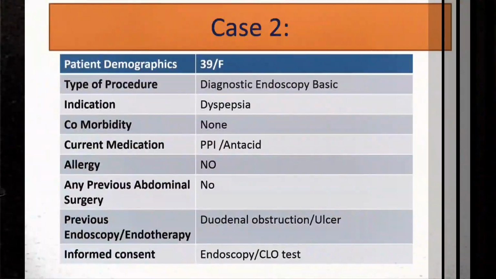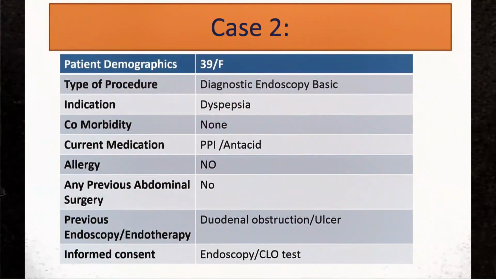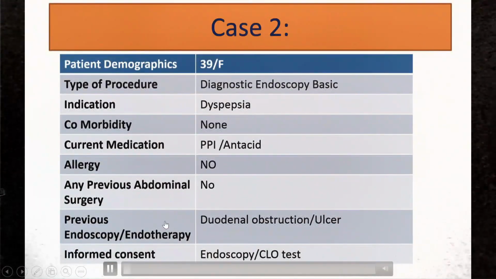Patient is currently on proton pump inhibitors and antacids, no allergy, no previous surgeries. The previous endoscopy, done 3 months back, showed a duodenal obstruction. Since this is the COVID era, we have done a COVID test for all the patients and it is negative for all the patients. Okay. Over to Dr. Iswarabutti, sir.